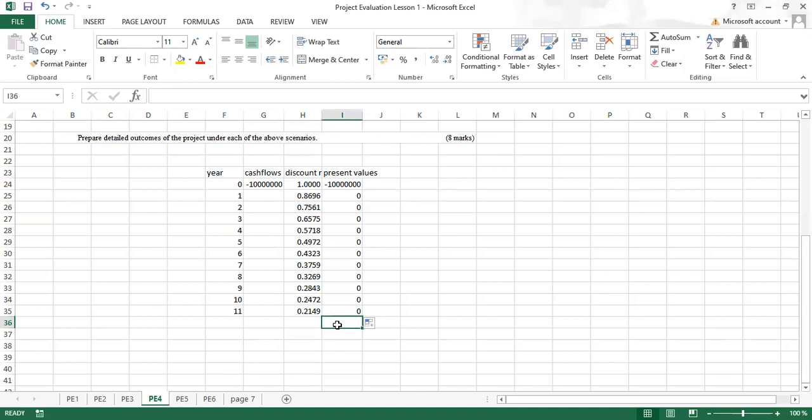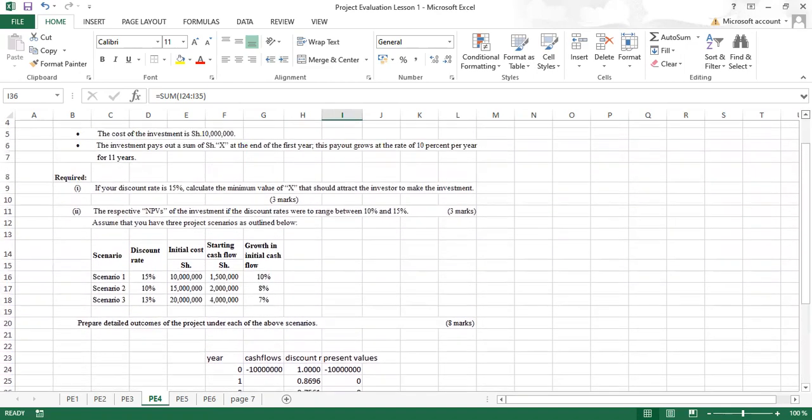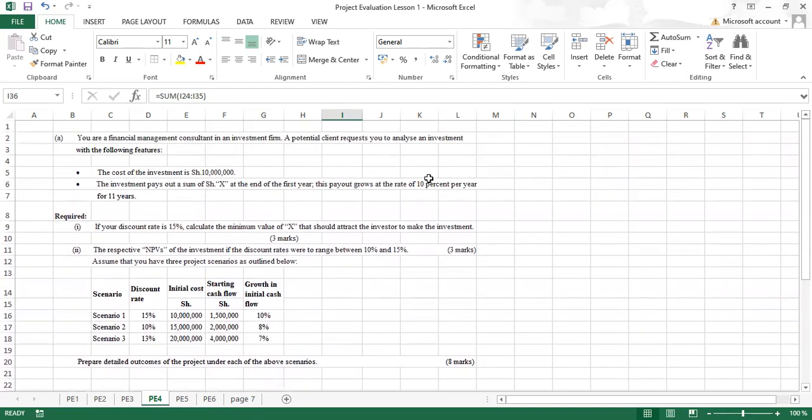So here we come, we do equals sum, where the NPV, now we are equating the NPV to be 0. Control enter. So we want to make this value a 0, isn't it? But we have been told here, you must read this question. This question was a little bit trickier.